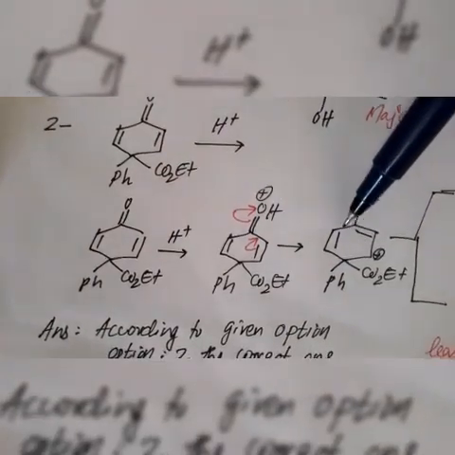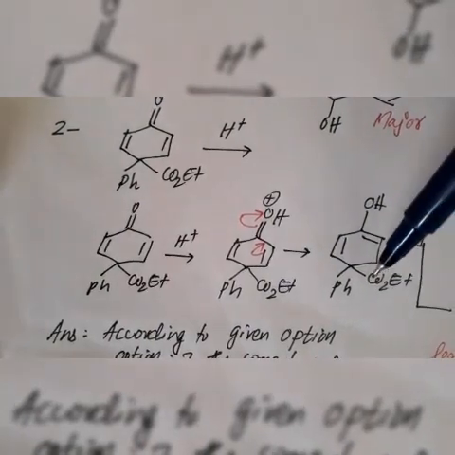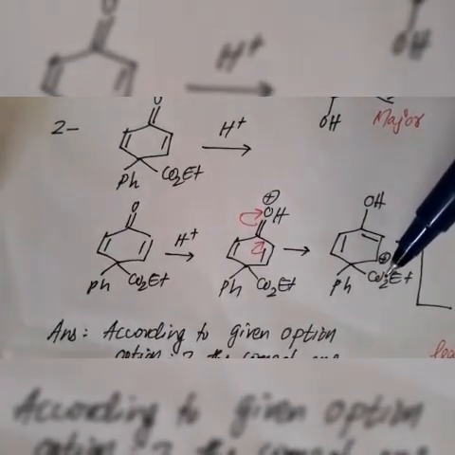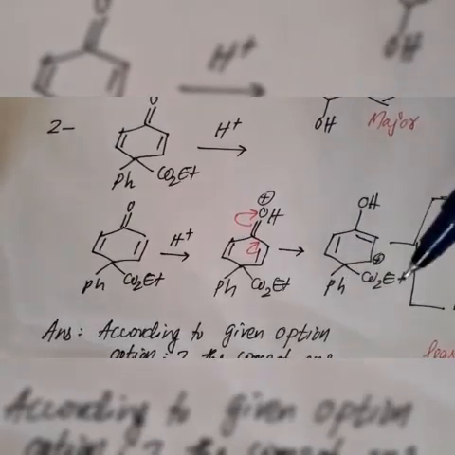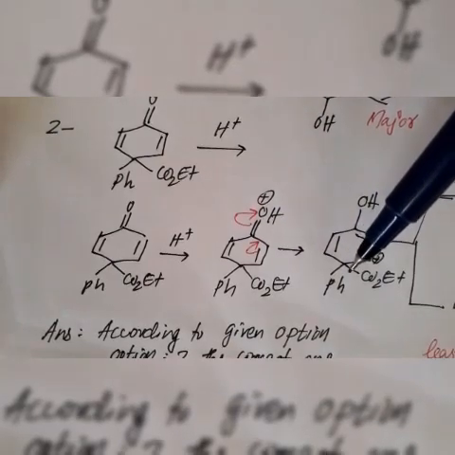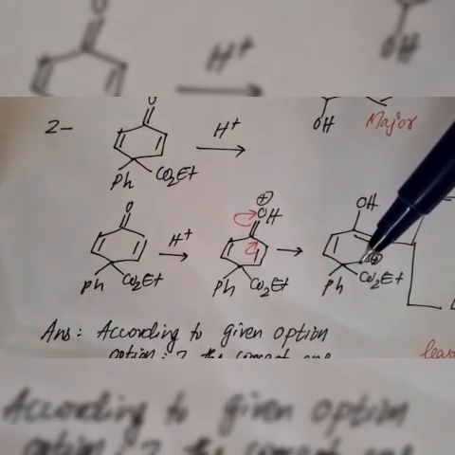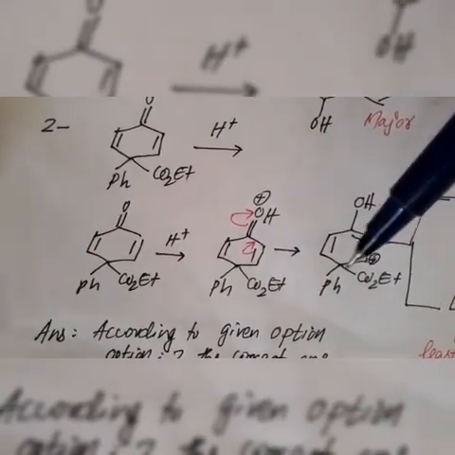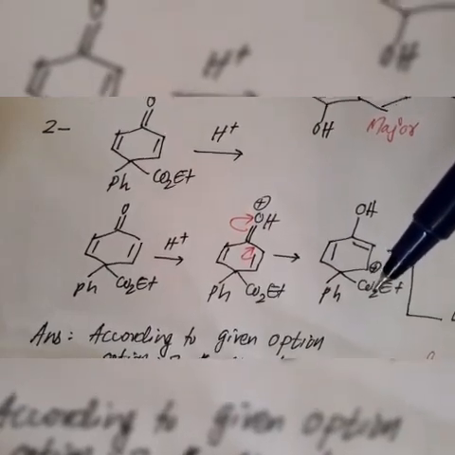Now the question is that it is entirely different. One is a phenyl group, one is a carboxylate functional group. We already mentioned that the migratory aptitude of phenyl is greater than that of an alkyl fragment. But here we should consider the carbocation stability after the migration. So we can have two possibilities: one is migration of the phenyl group, one is migration of this carboxylate functional group.